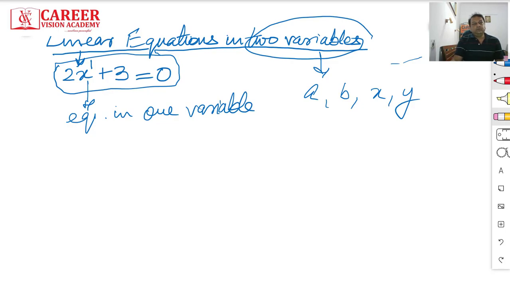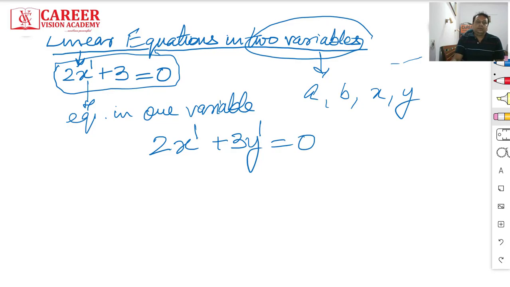When we talk about linear equation in two variables, if I write the same above equation as 2x plus 3y is equal to 0. Again, this is an equation, it is very clear to all of you. But again we see there are two terms, 2x and 3y. Here you can see the maximum power of x is 1, here also the maximum power of y is 1. So both the variables are linear. They are in degree 1. Hence this is a linear equation in two variables.